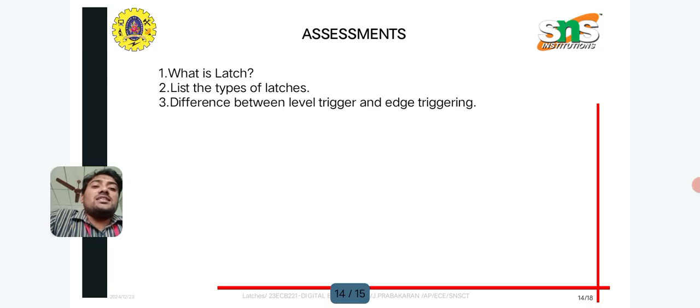And in this lecture you have an assessment. What is a latch? Note it down. List the types of latches, and the difference between level trigger and edge trigger. All those things we have discussed. Okay, note it down. This is the assessment.